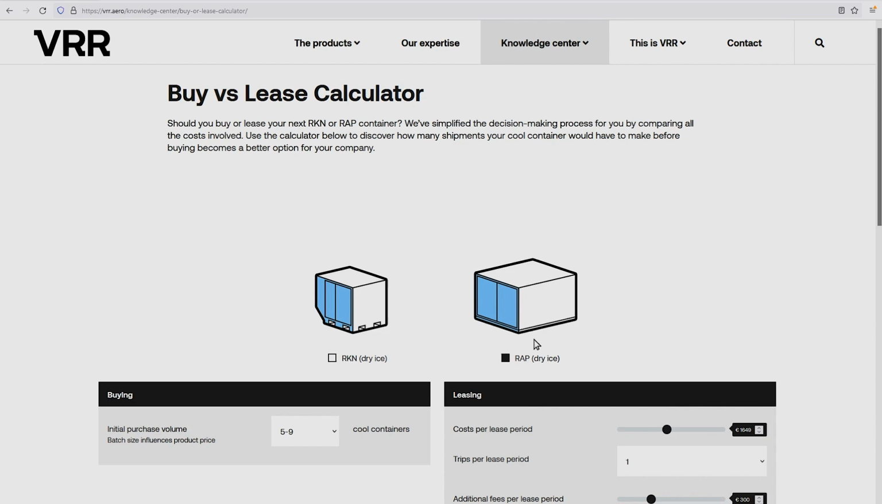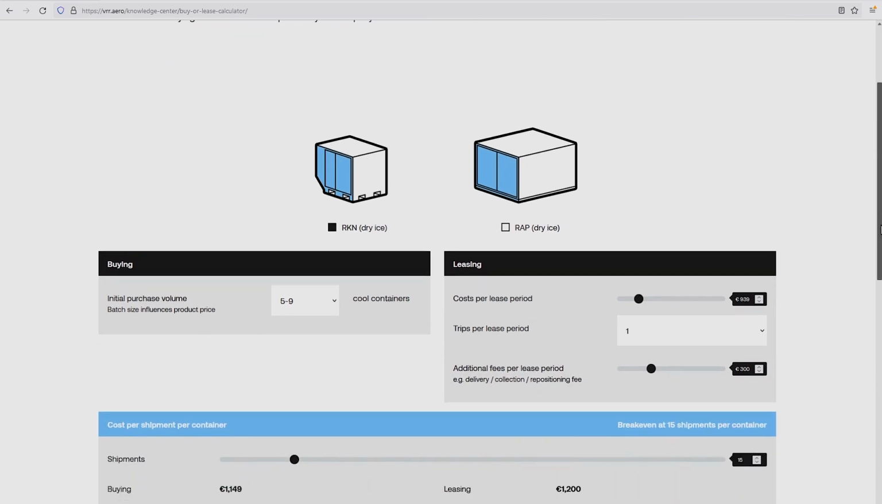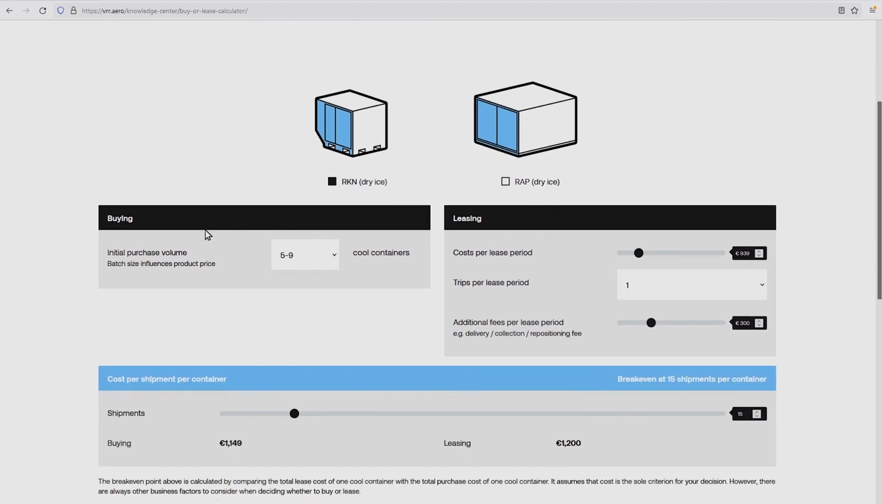Okay, the first thing I'm going to do is to select the container that I'm interested in. So for this example, I'm going to choose the RKN. Now I'm going to scroll down to the buying section on the left and select my initial purchase volume. Let's make it 10 to 19. One thing to bear in mind here is that the more you buy, the cheaper the unit price.